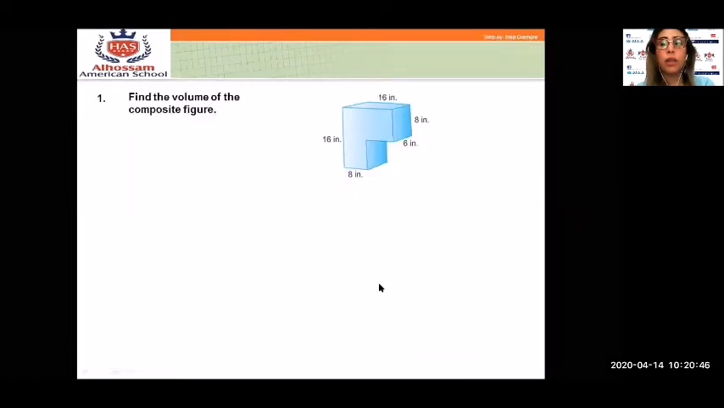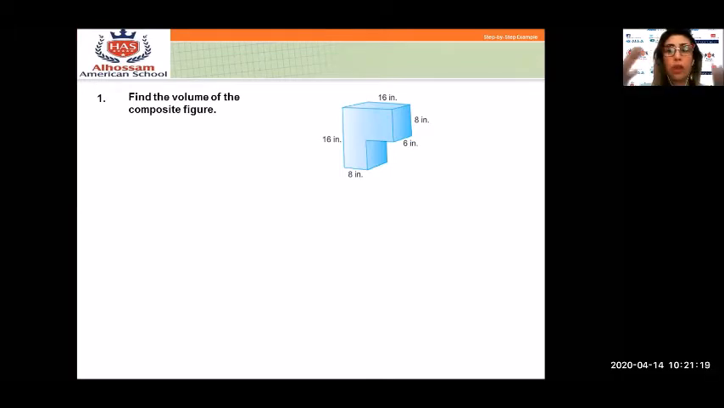Look, guys, this is a composite figure. It means that I have two figures stuck together. As we took before, we used to calculate the area of composite figures, only area. We had the triangle with the square, we had the trapezoid with the rectangle, and so on. In that case, we used to calculate the area of those composite figures.